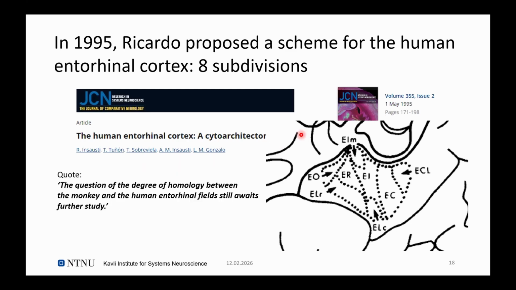And Ricardo made a very important statement that I want to quote here, that we still don't know. This was published in 95, but even now, we still don't know whether all these areas that we subdivide in different species are actually homologous or not. We think that there are homologies, but we're not sure. And I hope that the transcriptomic data, and particularly the spatial transcriptomic data, will eventually allow us to resolve that problem.